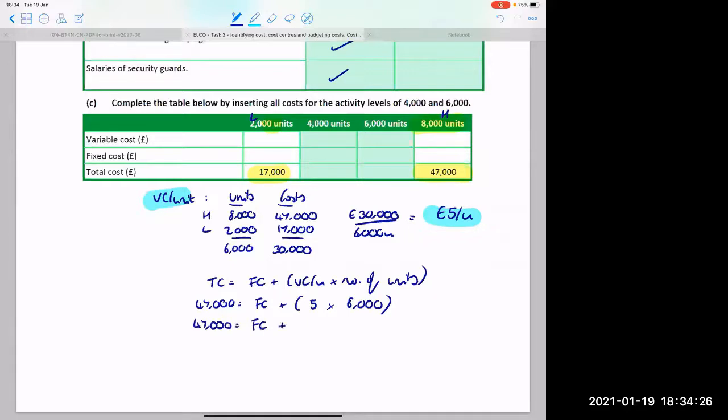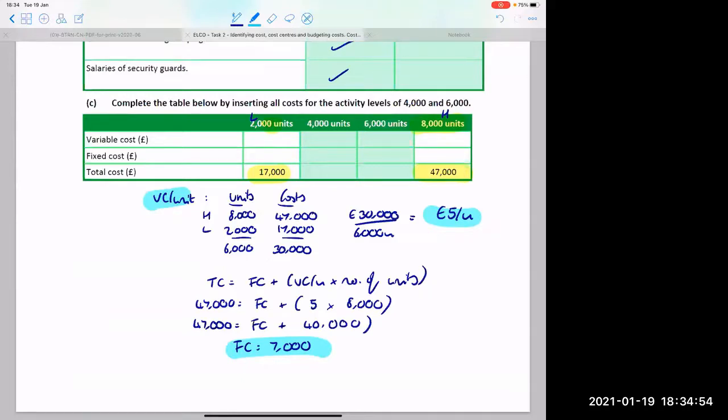Multiply out what's in the brackets. 47,000 equals fixed cost plus 5 times 8,000, which is 40,000. Take 40,000 away from both sides to get fixed cost on its own, £7,000. So that bit is the same as what you've already seen. That's just your high-low method.